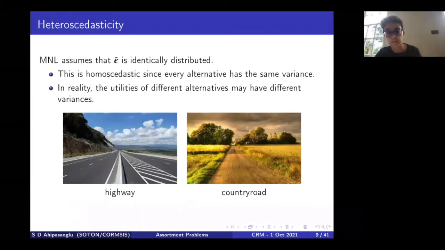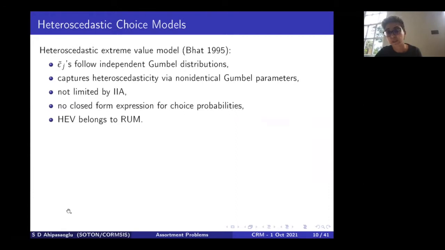The other problem with the MNL model is that it assumes that the error terms are identically distributed, which means that they have the same variance. So they're homoscedastic models, which is not a good way to model behavior in a lot of applications. For example, in traffic, if some of your alternatives are routes through the highway and some are through the country, it's obvious that the highway will have a lot less variability because of the speed limit and there are basically no traffic lights, while on the country road, anything can happen. You may see a flock of sheep, which happens a lot in the UK. So it's obvious that we need to somehow model heteroscedasticity in our choice models.